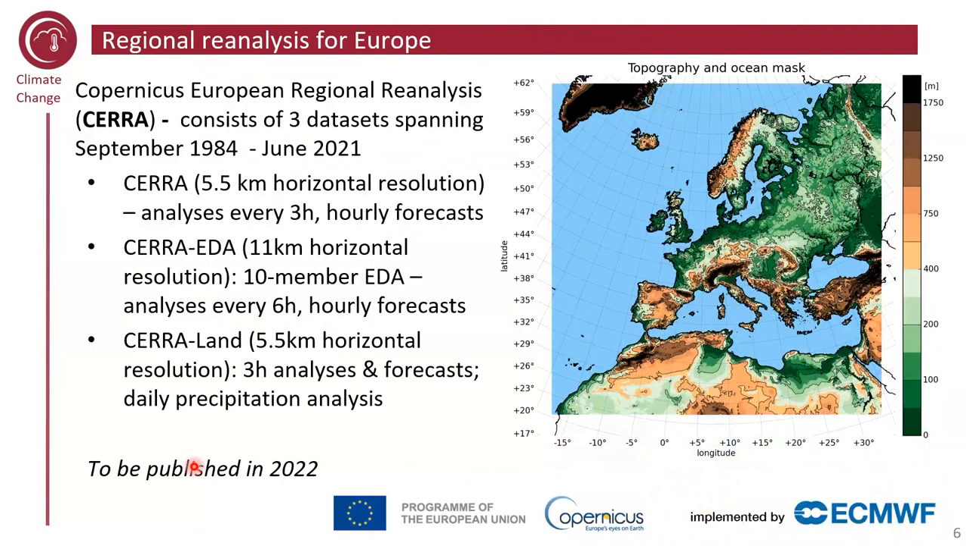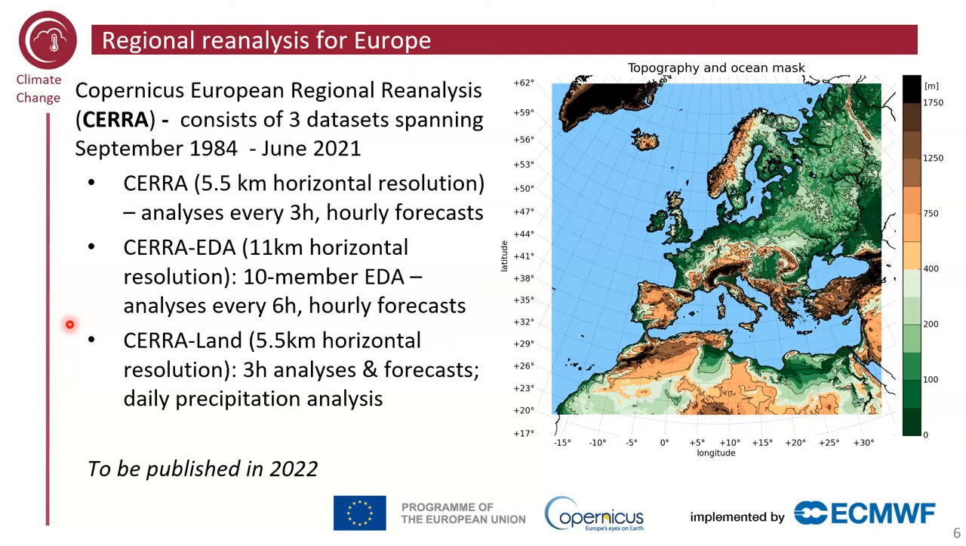For the European domain as a whole, the effort continued regional reanalyses that were created in research mode previously. We call this product CERRA. It consists of 3 data sets that span the period 1984 to 2021. We do have the atmospheric reanalysis at 5.5 kilometers of horizontal resolution with analysis every 3 hours and forecast every hour. Again, the data is prepared at hourly resolution.